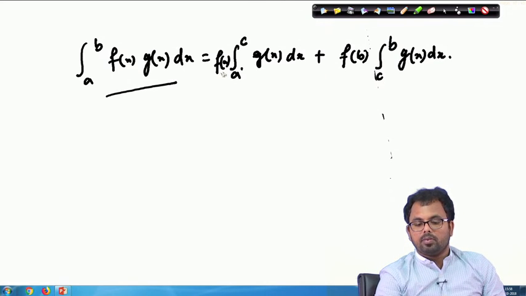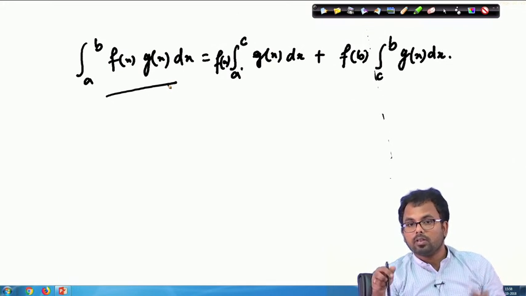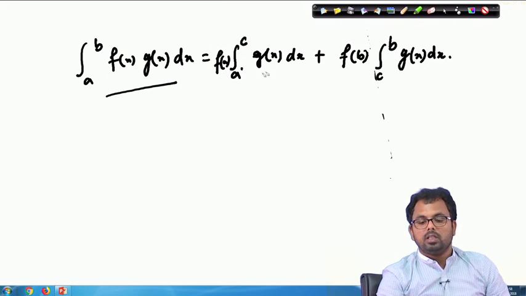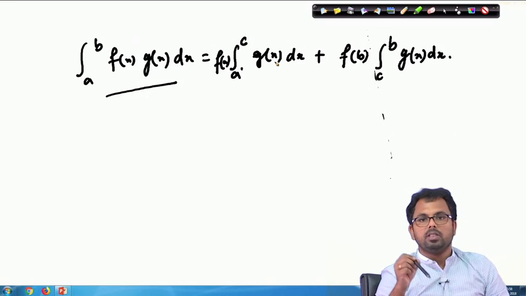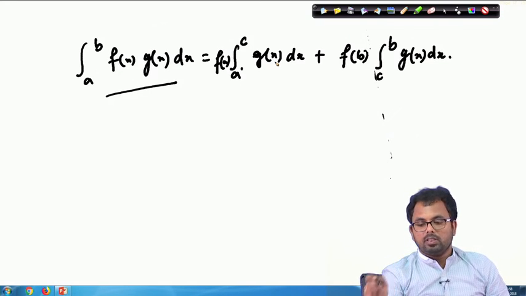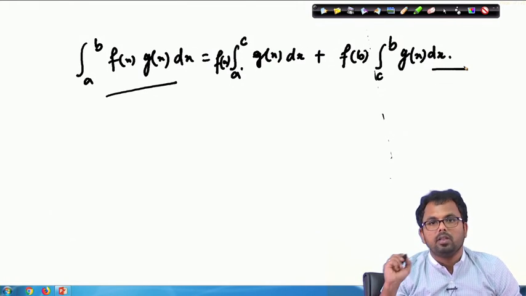So that means in order to evaluate the integral of the product, we don't need to evaluate the product itself. All we have to do is find the value of the function f at the end points, and then just by evaluating the integral of g(x) from a to c and c to b, we can find the value of this definite integral on the left hand side. So this is another important theorem in this regard.